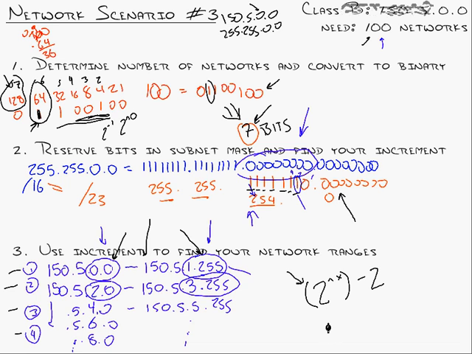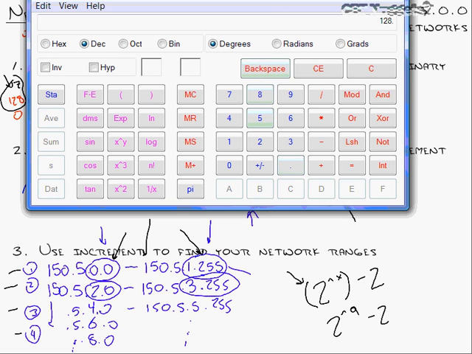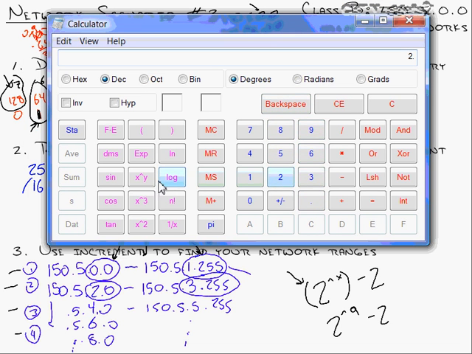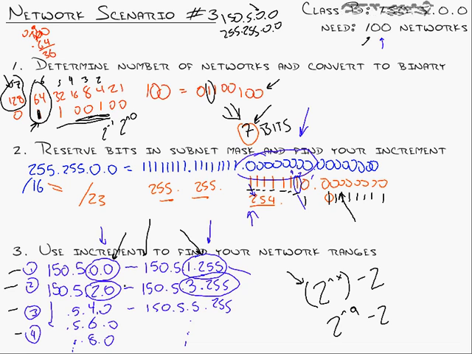So in our case, 2 to the power of x, x is 1, 2, 3, 4, 5, 6, 7, 8, 9 zeros. We have 9 zeros left over in our subnet mask. So 2 to the power of 9 minus 2 will give us that equation. Now again, if you've got your calculator, that makes it a lot easier. We can go 2, x caret y, this fuchsia one, 9 equals 512, minus 2, 510. So there are 510 hosts per network here.